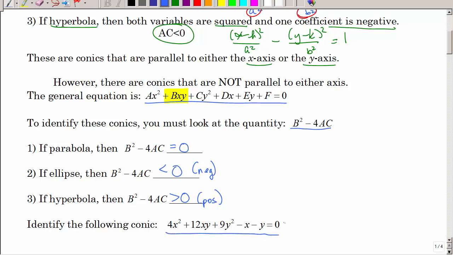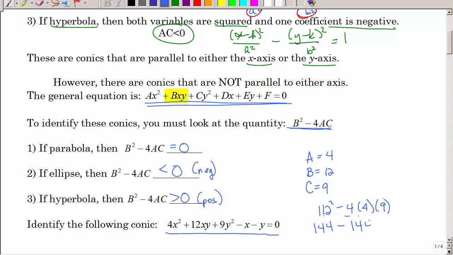So let's take this example. It's written in this format, and so we know that a is 4, b is 12, and c is 9. Just doing this calculation, b squared minus 4ac, that's 144 minus 144, which equals 0, which means this is a parabola. Pretty easy.